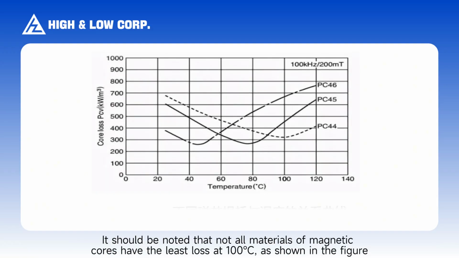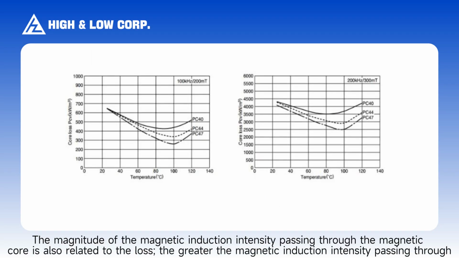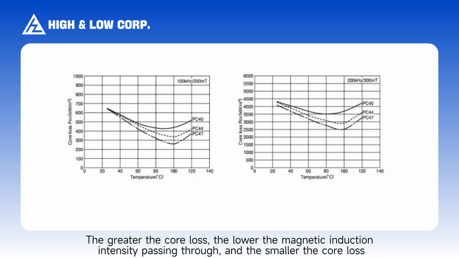It should be noted that not all materials of magnetic cores have the least loss at 100 degrees centigrade, as shown in the figure. The magnitude of the magnetic induction intensity passing through the magnetic core is also related to the loss. The greater the magnetic induction intensity passing through, the greater the core loss; the lower the magnetic induction intensity passing through, the smaller the core loss.